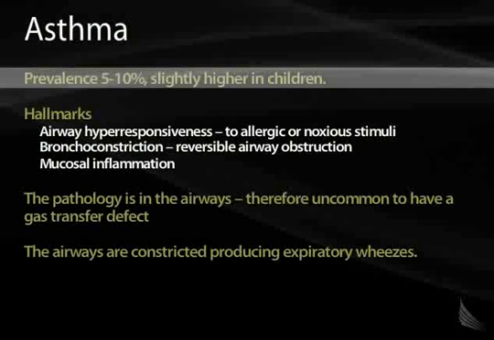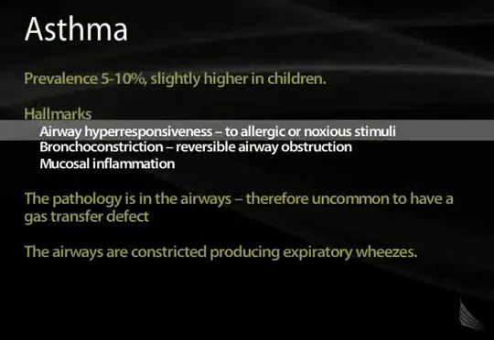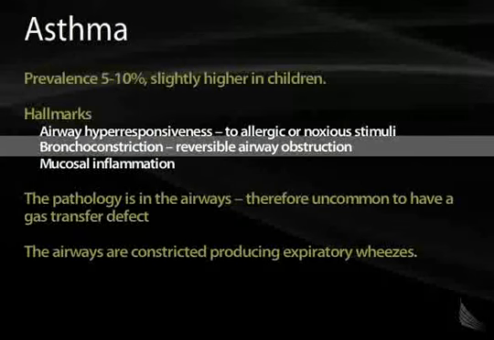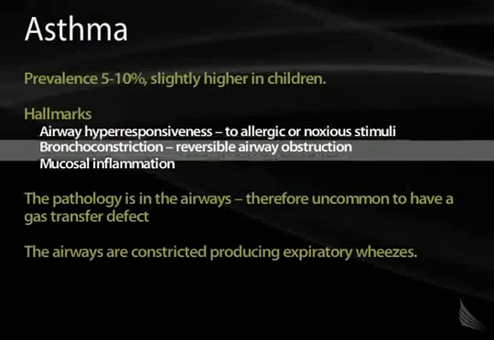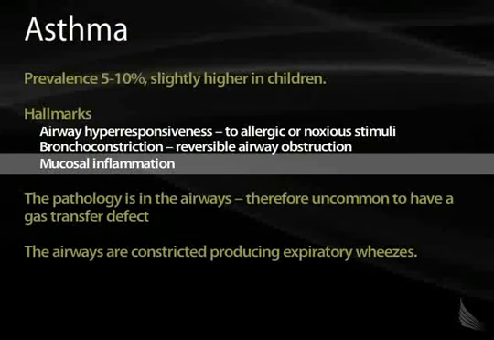Asthma is a very common pulmonary disease. Many of you may have it. Its prevalence is listed at about 5 to 10%, but I suspect that's going to be increasing. The prevalence is higher in children. The hallmarks of asthma are airway hyperresponsiveness. The airway responds to some stimuli. Typically, the response is bronchoconstriction, reversible airway obstruction. The airways get smaller, the radius decreases, airway resistance increases. Also involved in that response is mucosal inflammation, and anti-inflammatories are an important treatment of asthma.